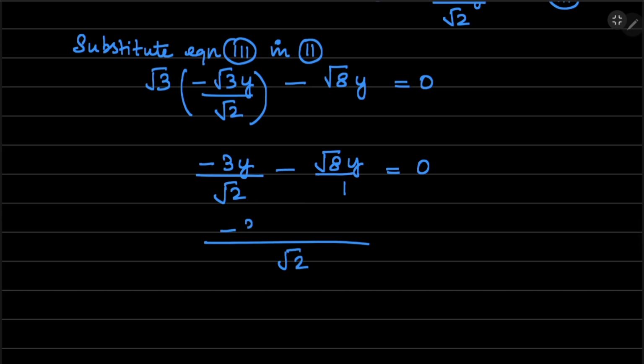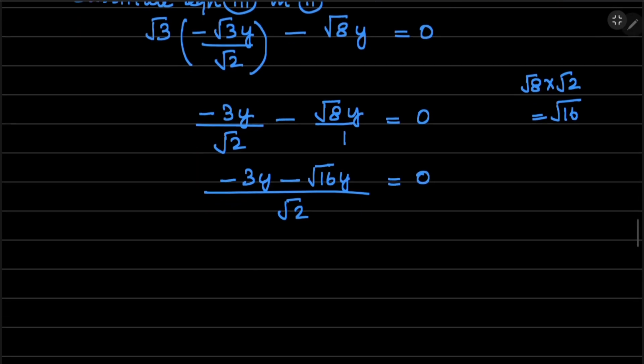So the numerator will have minus 3y minus, what is root 8 multiplied by root 2? Root 8 multiplied by root 2 is nothing but root of 8 into 2, which is 16. Okay, so root 16 and then y equal to 0. So root 2 will go to the other side. Root 2 multiplied by 0 will be 0. So here what you get? Minus 3y minus, what is root 16? It is just 4. y equal to 0.